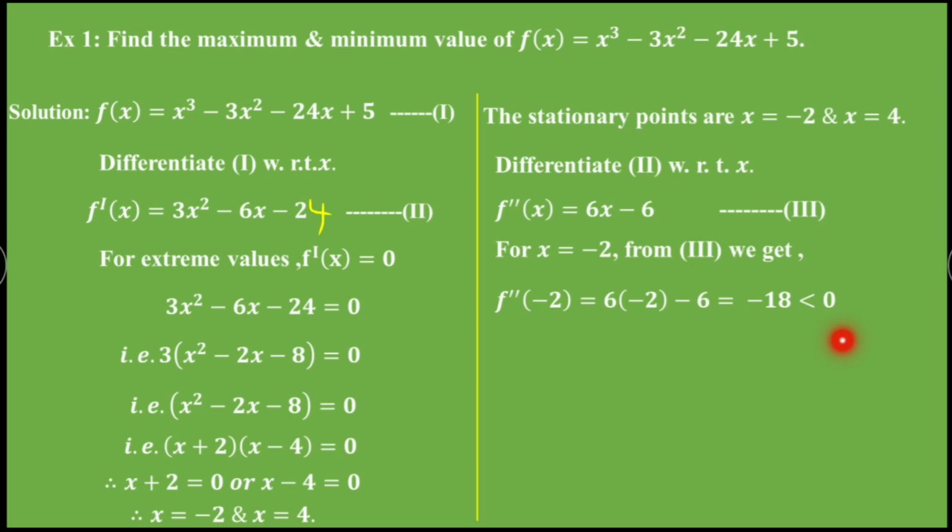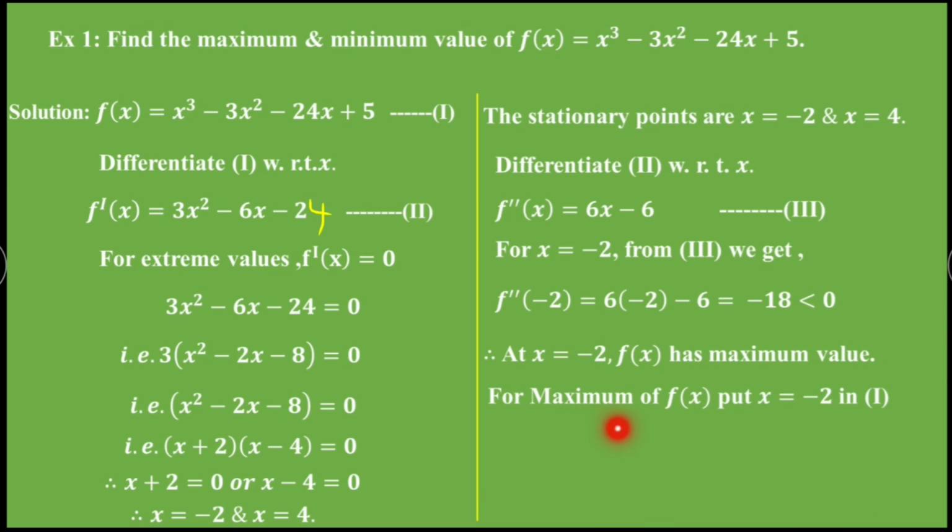That means the function has a maximum, so we write at x equals to minus 2, f of x has maximum value. From this second derivative we confirm whether the given function has a maximum or minimum value. Here we get f double dash of minus 2 less than 0. That means the given function has maximum value.